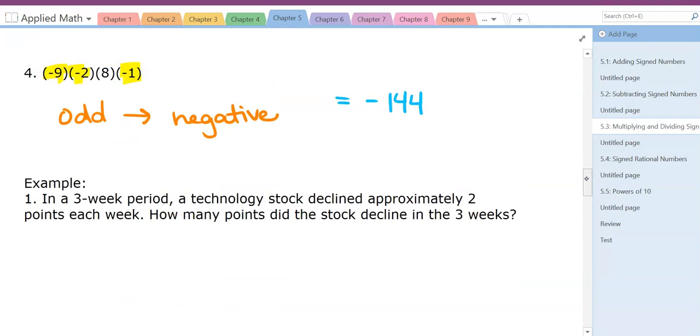Okay, next problem says that in a 3-week period, a technology stock declined approximately 2 points each week. How many points did the stock decline in 3 weeks? How would we do this? Each week it declines 2 points, and I want to figure out how much it declined overall for 3 weeks. So what would you guys do?